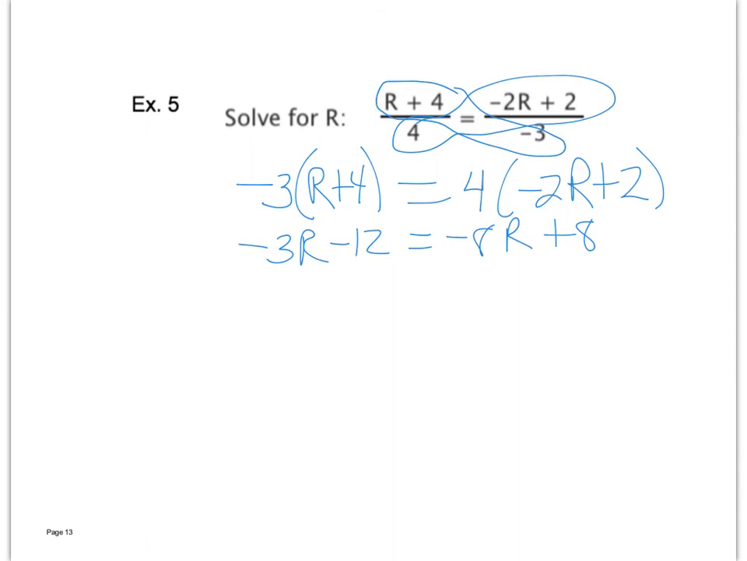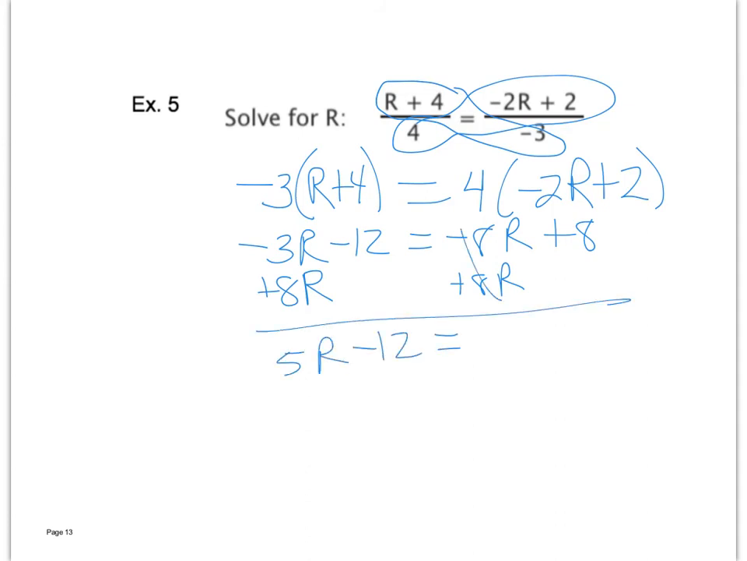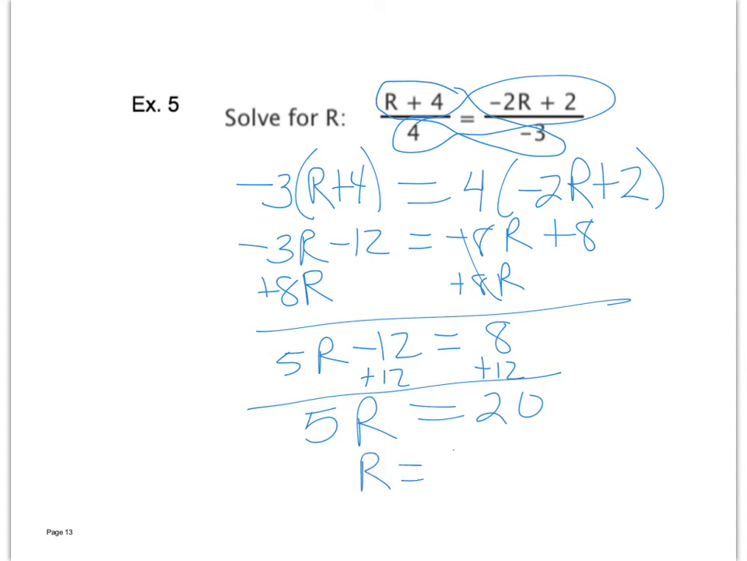Okay? Now, I have variables on both sides. So that's what happens when you have two r's in your equation. I'm going to add, and I am going to get 5r minus 12 equals 8. Now I'm going to add 12 to both sides. Oh, I see already I'm going to get a nice answer for this. That's 20 when I add 12 plus 8. So when I divide both sides by 5, I get 4, and I'm done.